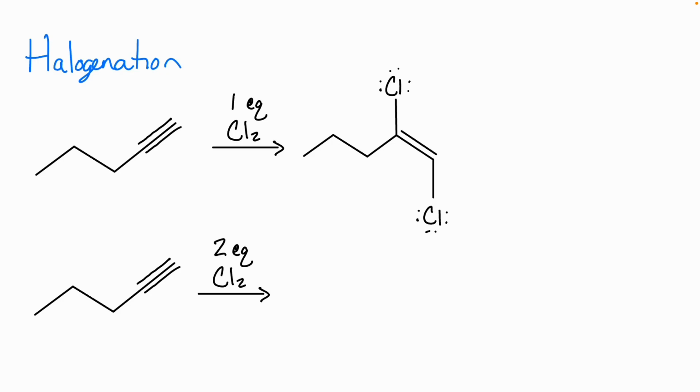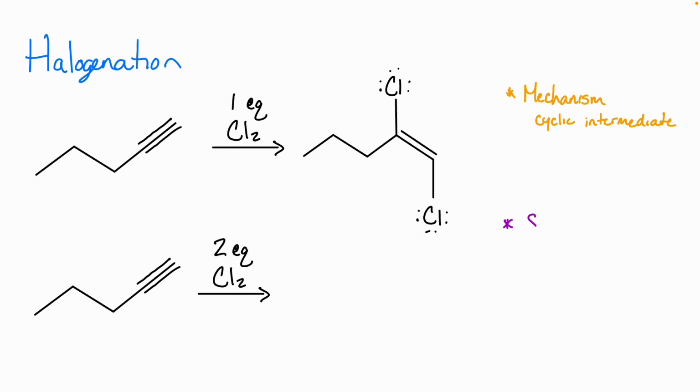Right? So when we get just one equivalent of our halogen, we will break one of those pi bonds, do an addition to one of those pi bonds. That will give us an alkene product, okay? And remember, the mechanism for these reactions, just like with alkenes, are those cyclic intermediate mechanisms.